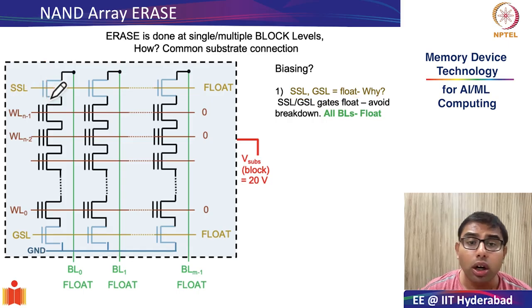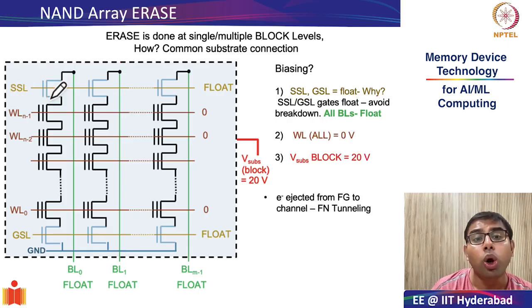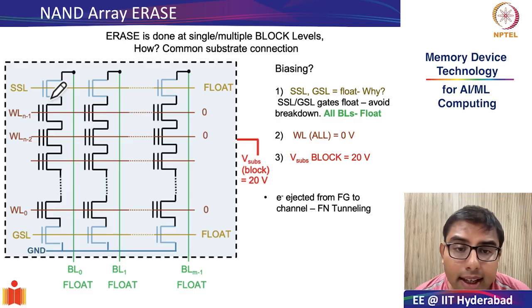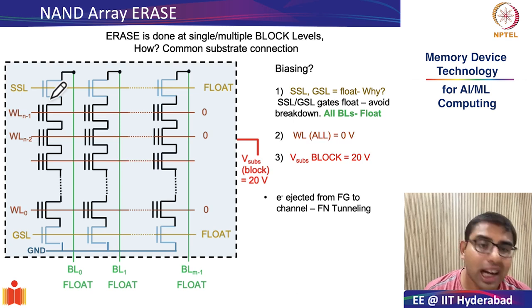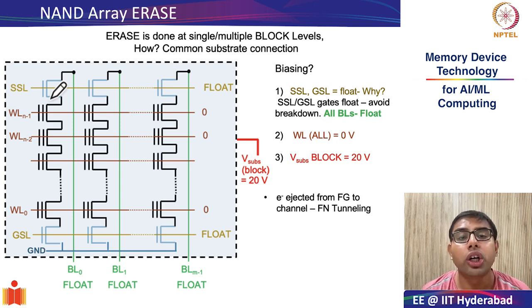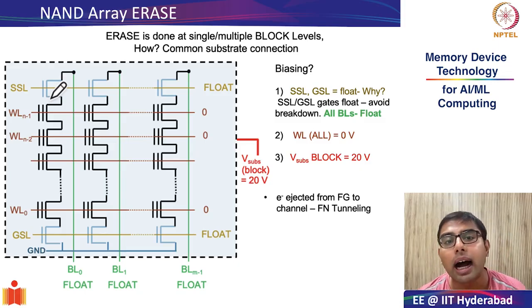Okay, having said that, let's now look at what will be the biasing condition at the word lines. As we know, all the biasing of the word lines will be zero, because when you do the erase operation, all the transistors in a particular block are erased.